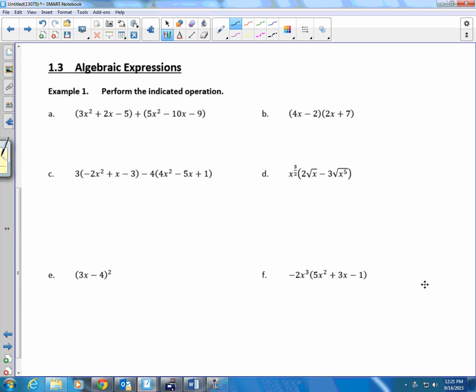Okay, algebraic expressions. Here we go. Got to be able to learn how to add, multiply, subtract, things like that. If we add them together, we add like terms. 3x squared and 5x squared make 8x squared. 2x and negative 10x make negative 8x. Negative 5 and negative 9 make negative 14.